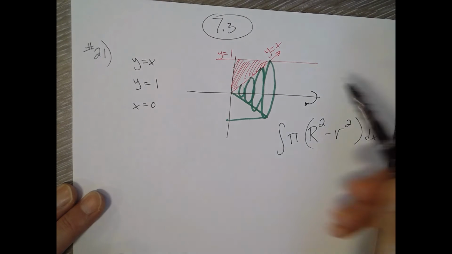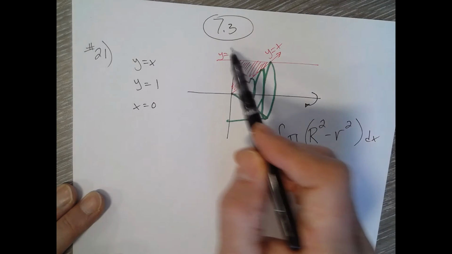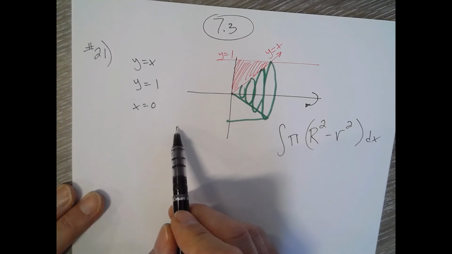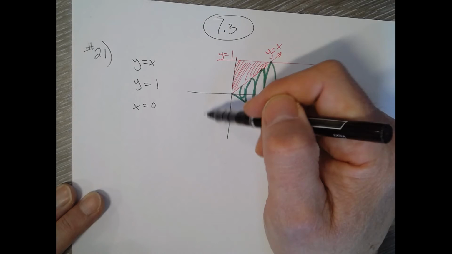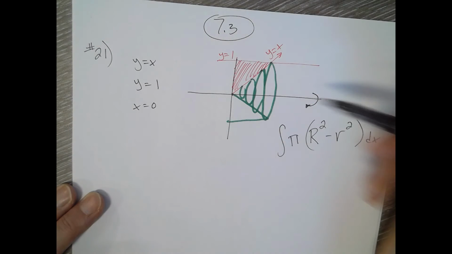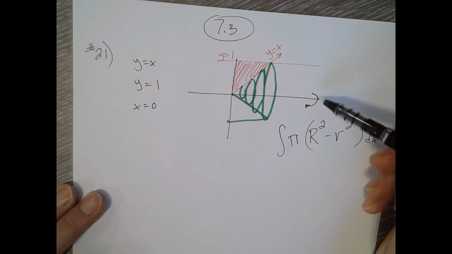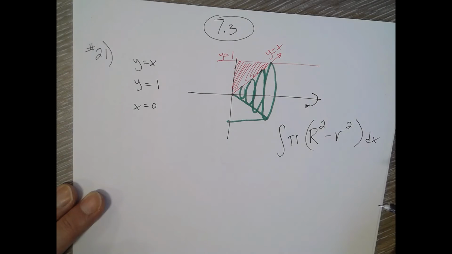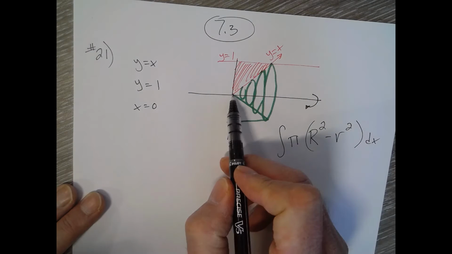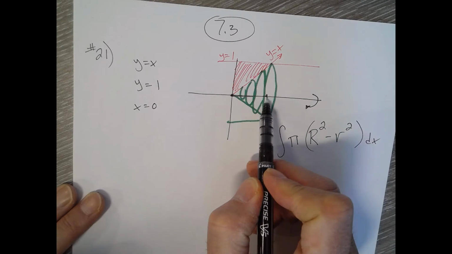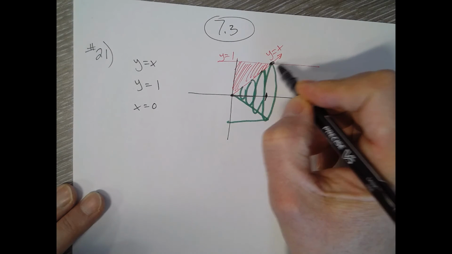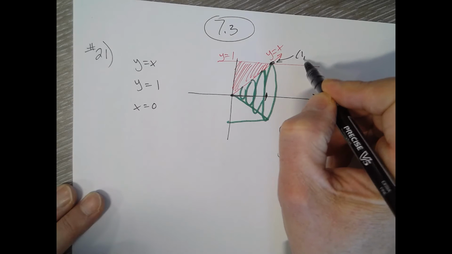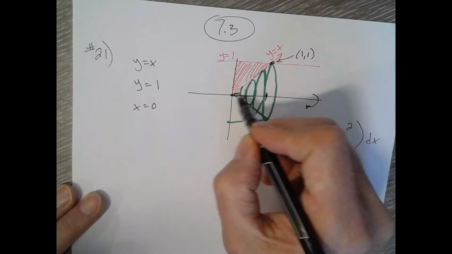If we were going around the y-axis, or if we were going around x equals -2 over here, anything vertical, it would be dy. But since it's going around a horizontal, it's dx. And since we're going dx, we're going from here to right here. Well, that ordered pair right there is 1, 1. So we're going from 0 to 1.